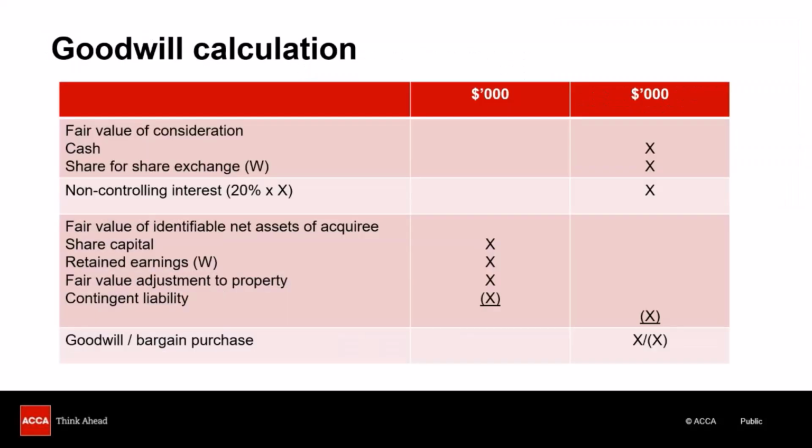Now, seeing the overall calculation together, we have the fair value of consideration, we take that, then we have the value of NCI, we take it in the outer column, then we calculate the fair value of net assets, which was there. So share capital, retained earnings, we have fair value of property, and if there was a contingent liability, then that is going to be subtracted, because if the liabilities increase, the net assets decrease. And the difference between these two is going to be goodwill or a bargain purchase gain. Goodwill is shown as an asset in the consolidated statement of financial position, and bargain purchase gain is an income which is added to the retained earnings.